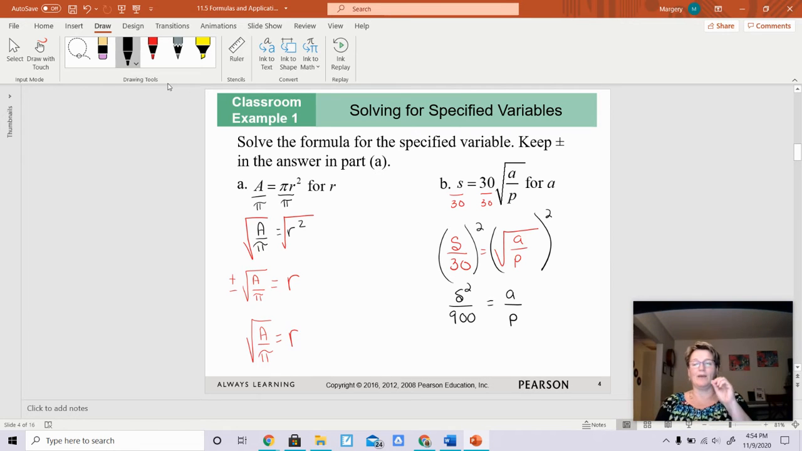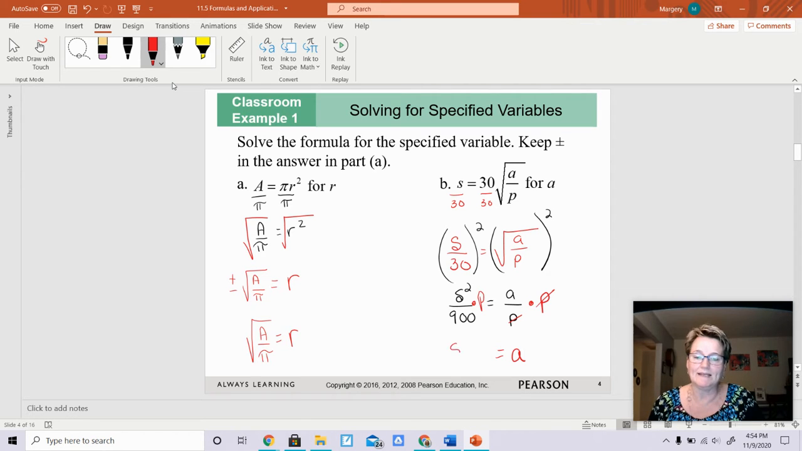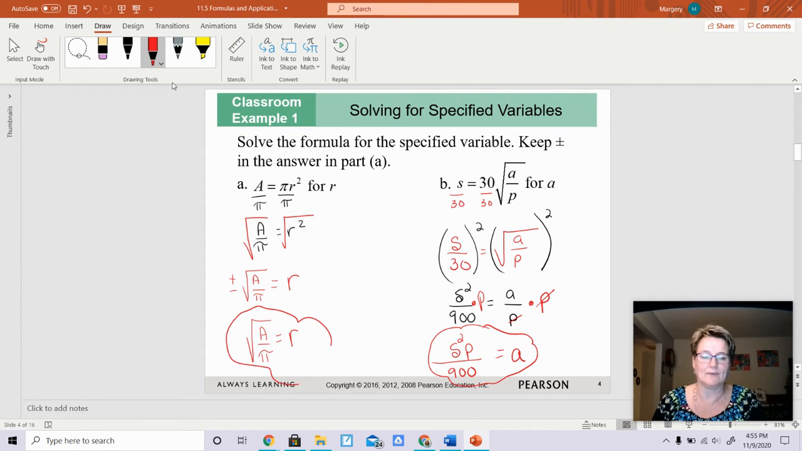Now remember, I want to get A by itself. So if I multiply both sides of the equation by P, these P's will cancel out and I'm left with A here. Now if I multiply this side by P, I've got to multiply this side by P. So I'm going to end up with S squared times P all over 900. So this is the answer to this one, and this is the answer to this one.